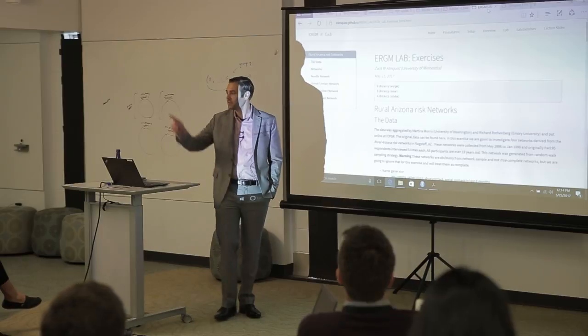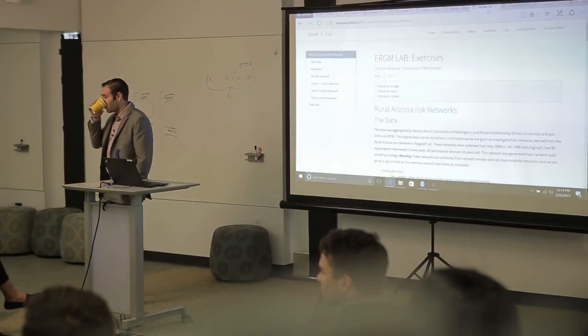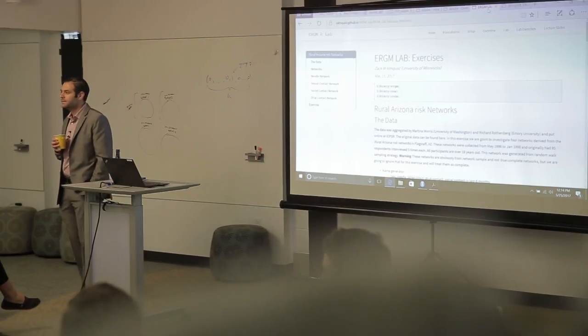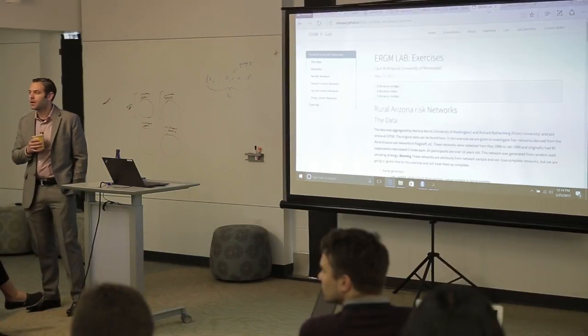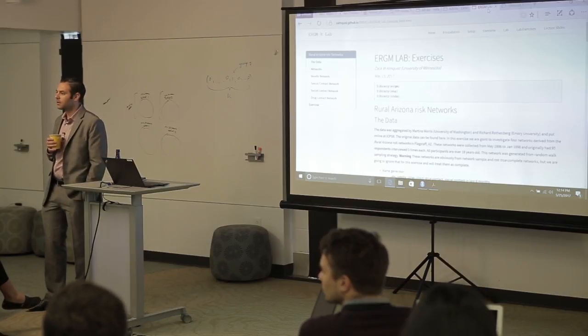Any basic questions? Yeah. I just have a question about packages for two-mode and multiplex ERGMs and where R is on that versus MPNet, like using MPNet packages for more than two-mode.